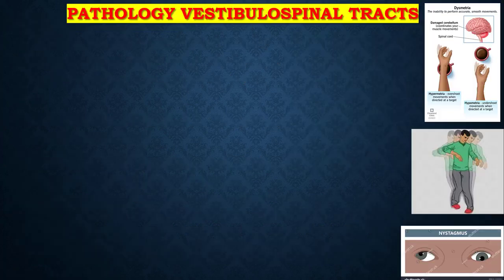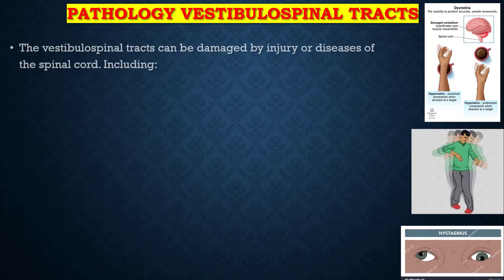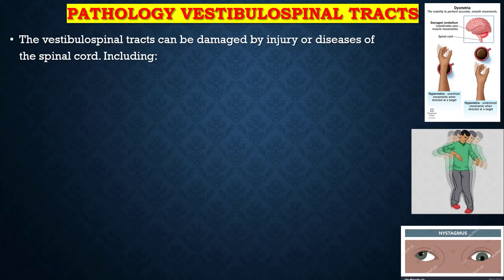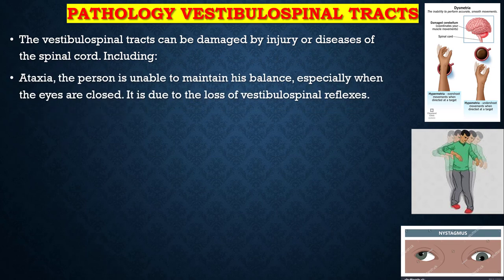Pathology of vestibulospinal tract. The vestibulospinal tract can be damaged by injury or disease of the spinal cord, including ataxia. The person is unable to maintain his balance, especially when the eyes are closed. It is due to the loss of vestibulospinal reflex. Here you can see when a person closes his eyes, he loses his balance and falls to the ground if there is damage to the vestibulospinal tract.